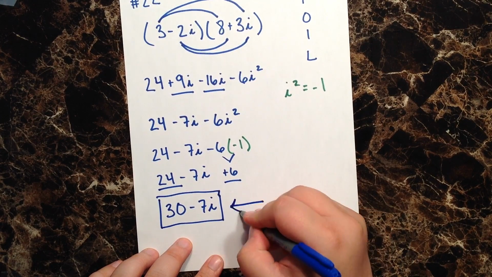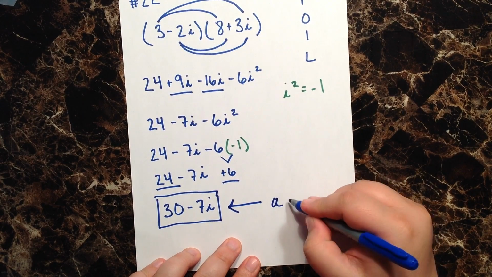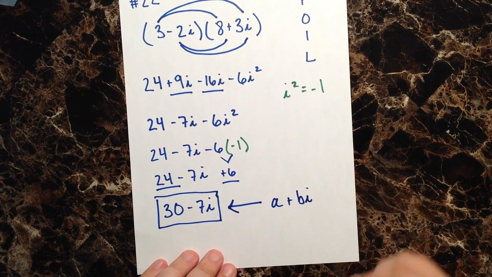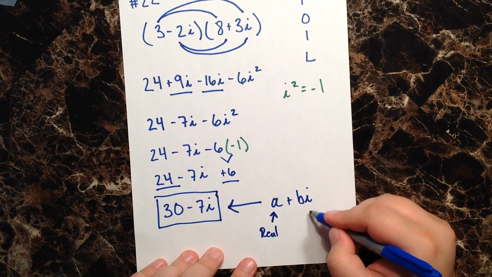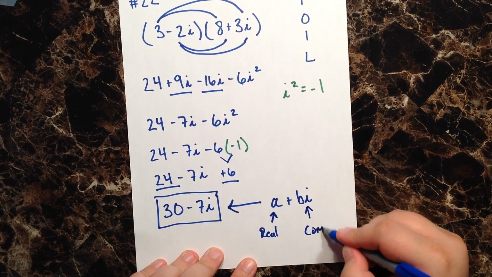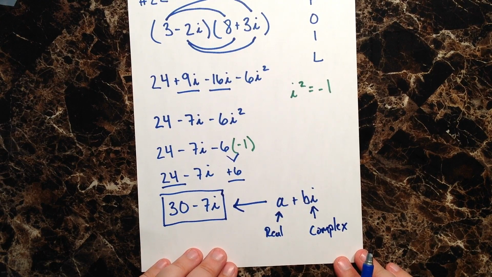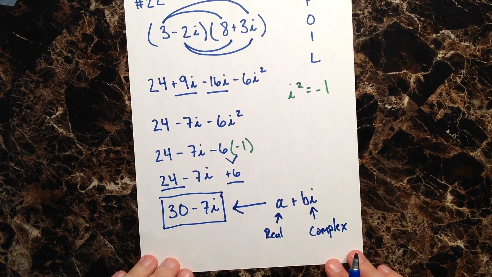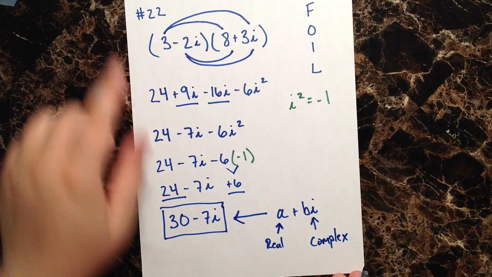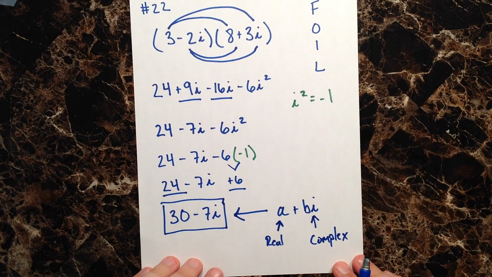All right, and go ahead and start recognizing, even though this particular question doesn't talk about it, that this is in a specific form, and it's a plus bi. And a here refers to a real number, and our bi refers to a complex number. All right, so just a little preview of what's to come, I guess. We're foreshadowing. But anyway, number 22, we are foiling our binomials, and when we do, we get 30 minus 7i.